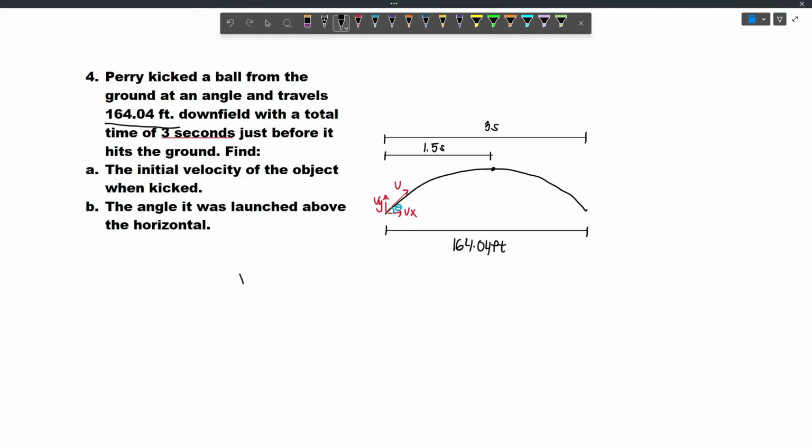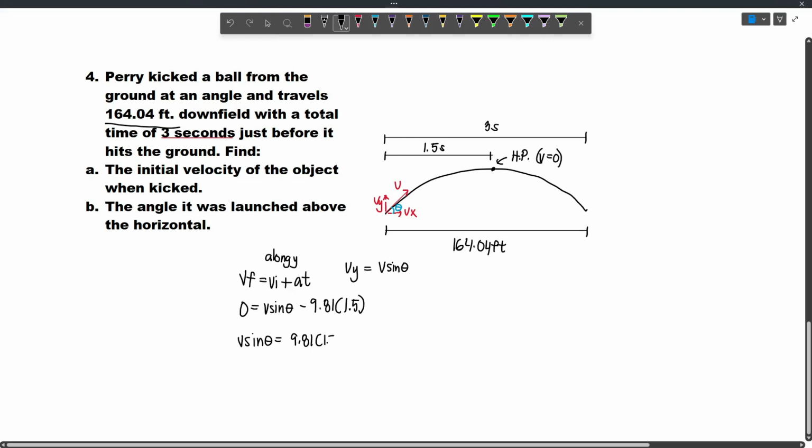First, let's use this equation. The VF at the highest point, HP, is 0. Our VI is something we don't know yet. Along y, the initial velocity VIY, or simply Vy, is V sin theta. The acceleration will be negative 9.81 multiplied by the time, 1.5 seconds, which is the time to reach the highest point. So V sin theta is equal to 9.81 times 1.5. I hope you agree.